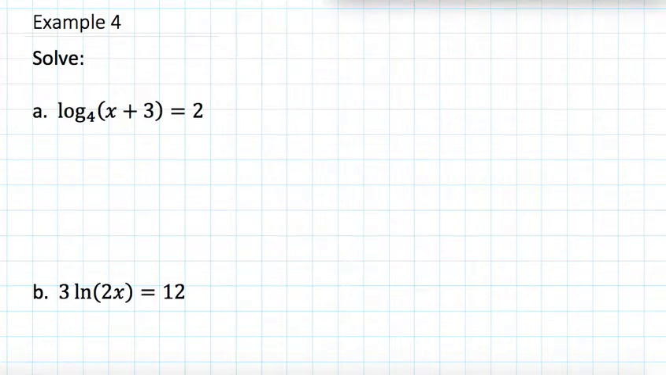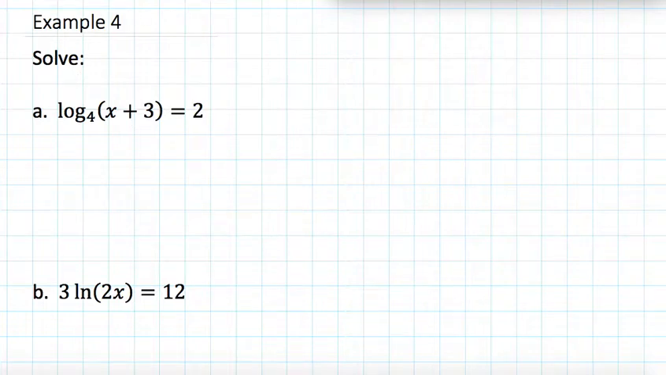Next, we're going to look at problems where we're solving logarithmic equations. So we have equations that have log in them, and when we solved exponential equations, we rewrote them as logs. To solve log equations, we're going to rewrite them with exponents. So we're looking at example 4 here.